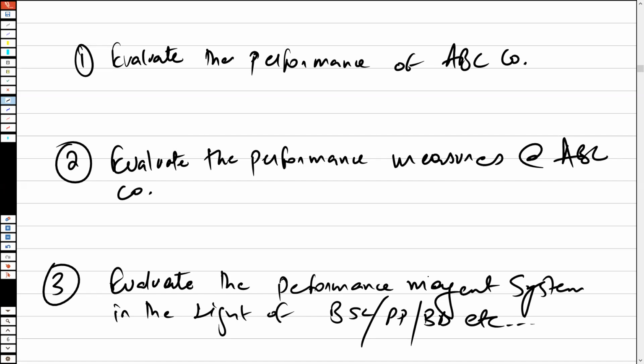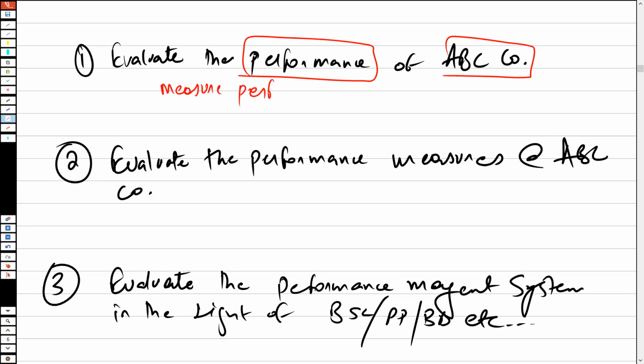Basically, what happens is that when we say evaluate the performance of ABC company, what does it actually mean? This actually means you have to measure the performance and then you have to comment on the performance. I repeat, when it says evaluate the performance, what does it actually mean? It means that you have to measure the performance of this organization. So that you have to do.